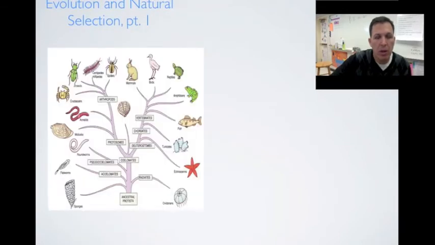Okay, so one thing we want to think about is the diversity of life on Earth. Okay, look at all the different types of animals, from vertebrates to arthropods and worms and insects, and amphibians, reptiles. You can see we have so much diversity of life, but all of these we know came from common ancestors. They came from the first life billions of years ago. So how did they change? How did we get so much diversity?